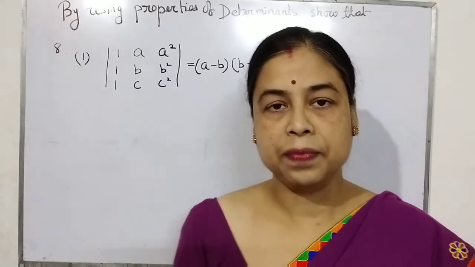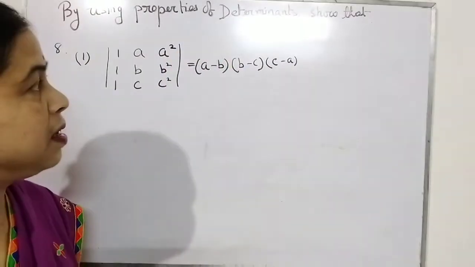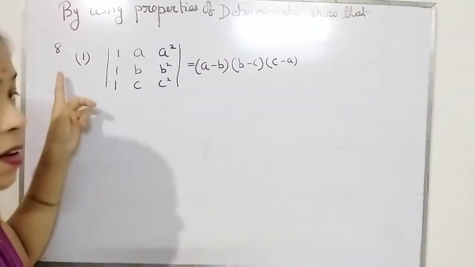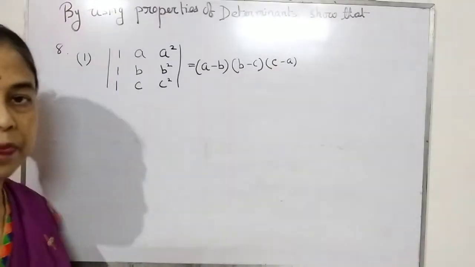Your questions are: using properties of determinant, show that. I have started from question number 8.1. Your first question is: first row 1, a square, second row 1, b square, third row 1, c square. You have to show that this is equal to (a minus b)(b minus c)(c minus a).